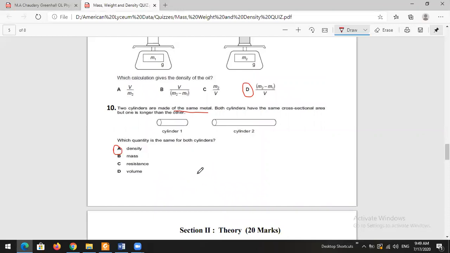Similarly, resistance, we know that resistance depends on the conductor length. So if the conductor length is higher, the resistance will be higher as well. So resistance cannot be the same. And what about volume? It cannot match because the length of cylinder 2 is greater. So obviously its mass should be higher. Similarly, volume as well. Volume is actually the space covered by an object. So clearly cylinder 2 is covering more space. So that is why option D is also incorrect. Density remains constant because it is the same material.